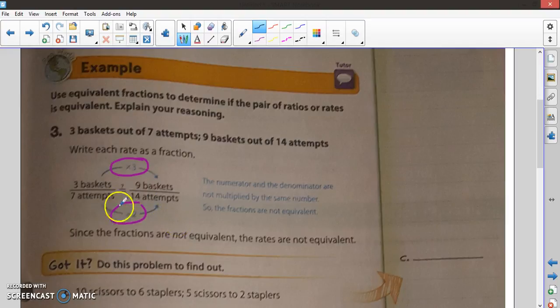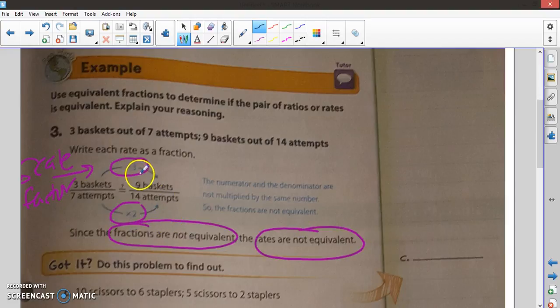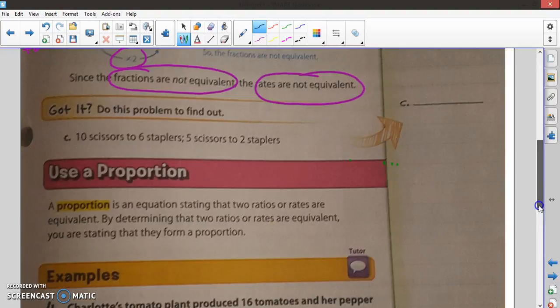So notice that these scale factors, remember these are called scale factors, are not equal. It's not the same. So that means that these fractions are not equal, so the rates are not equal. Okay? They have to have the same scale factor. So go ahead and pause it and try C.